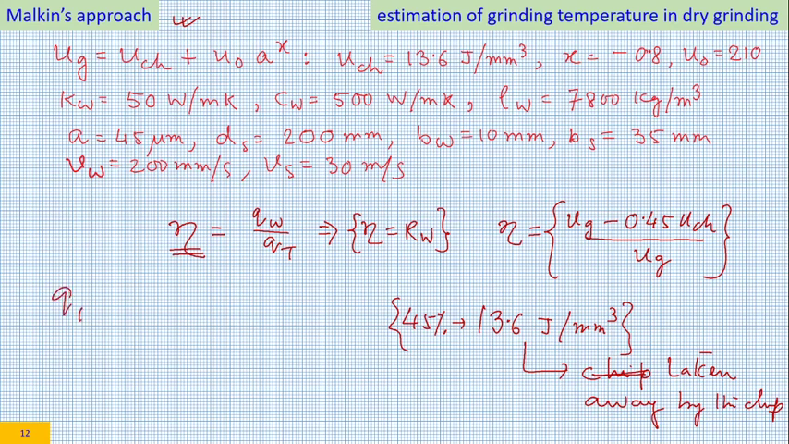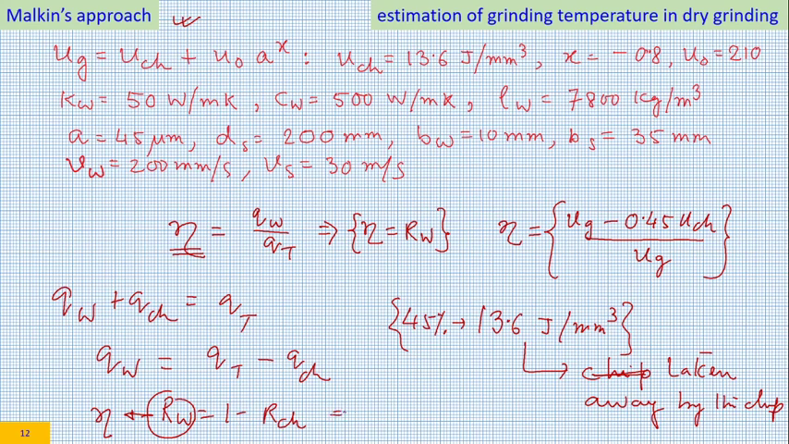Already we have seen QW plus QCH equal to QT. So QW is nothing but QT minus QCH, which is nothing but RW equal to 1 minus RCH. So what he was saying, this RW, instead of that he was using a nomenclature which is eta equal to 1 minus RCH. So from this his value of RCH is 0.45 UCH divided by UG.